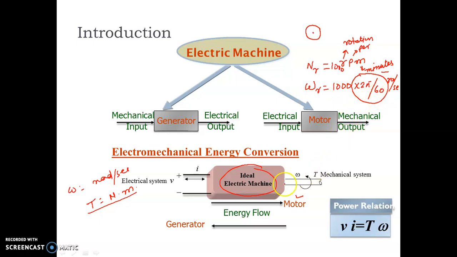So the power equation is omega multiplied by T. Keep it in mind, omega multiplied by T. This is mechanical torque, and this speed is mechanical speed. Multiplied, this is equal to mechanical power, and this is equal to electrical power. It means whatever mechanical power is given here, the same electrical power is obtained here if the system is lossless. This is a block diagram representing the use of motor and generator and the energy flow diagram.